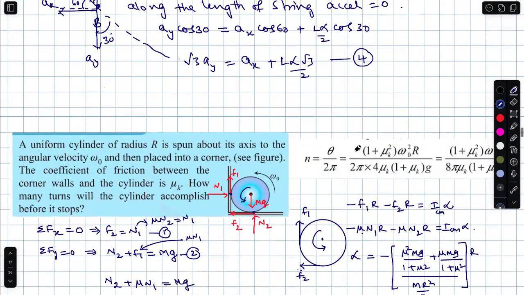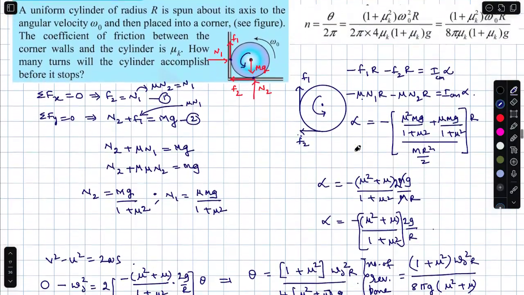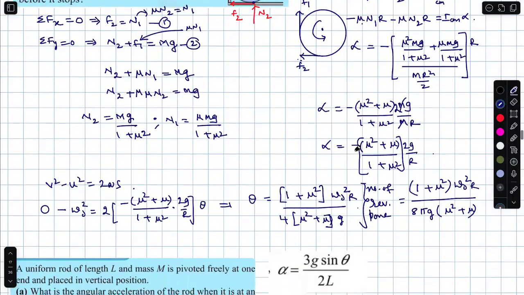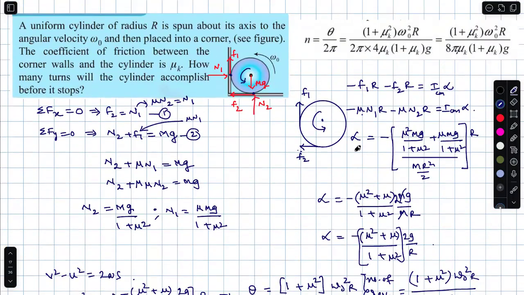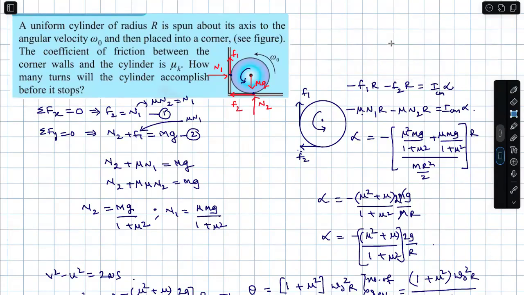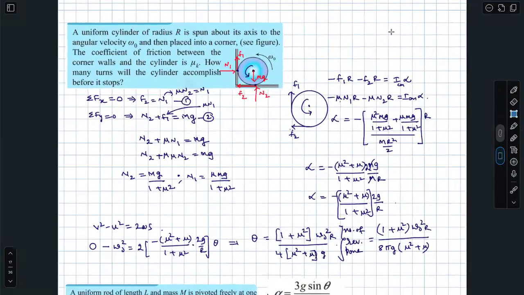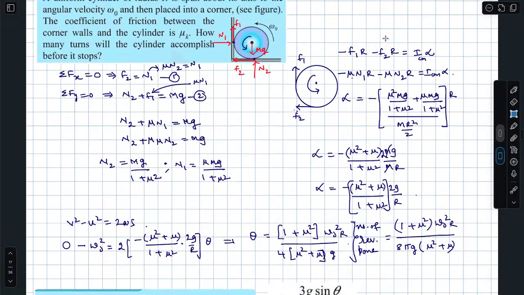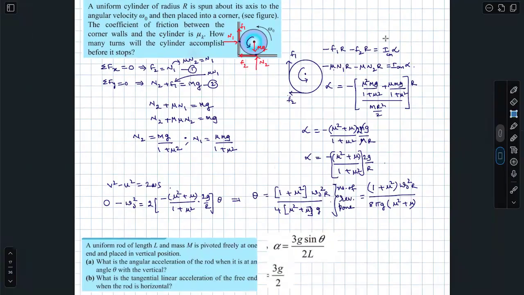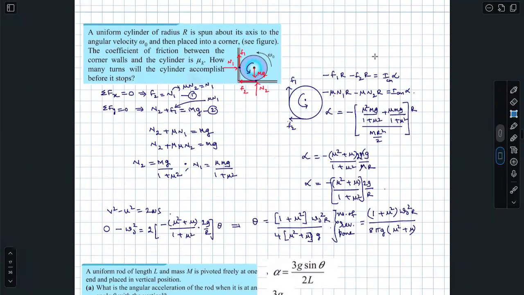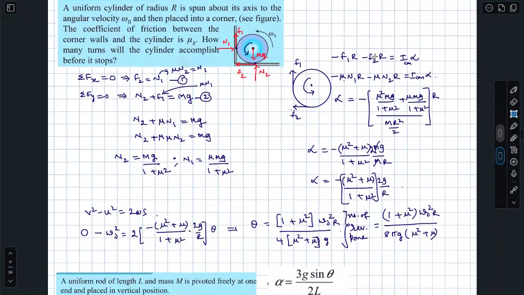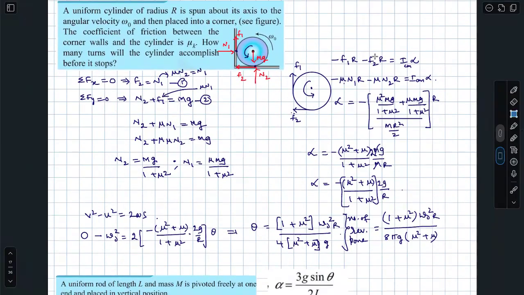Boys and girls, same answer is what we got. 1 plus mu square, mu has to be taken common, that is a different matter. We got everything the same. No, we don't require this. Right. Boys and girls, very good and repeated model. You will get this question repeatedly in any of the CAT exams.